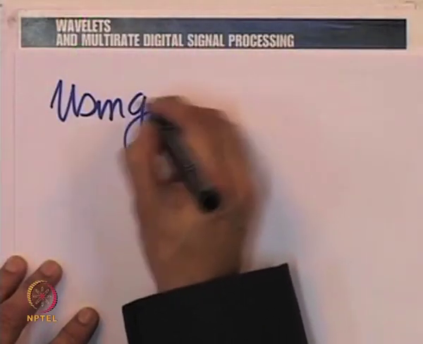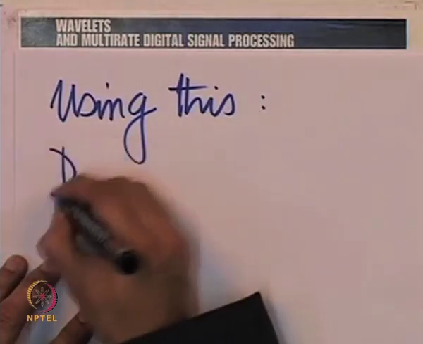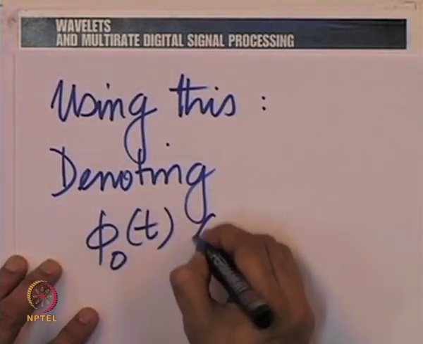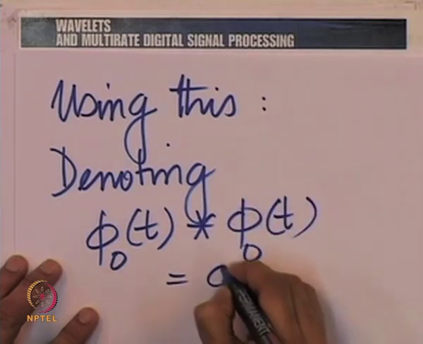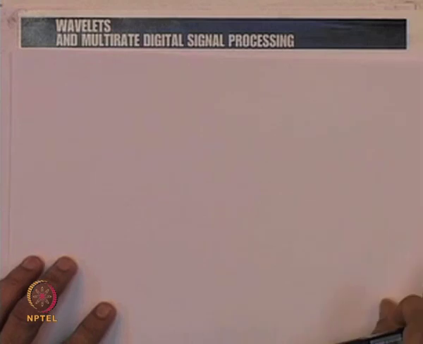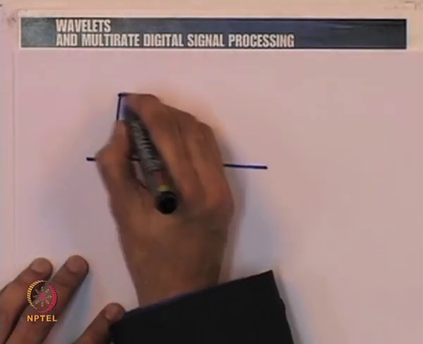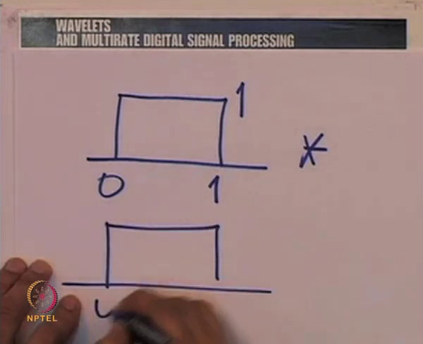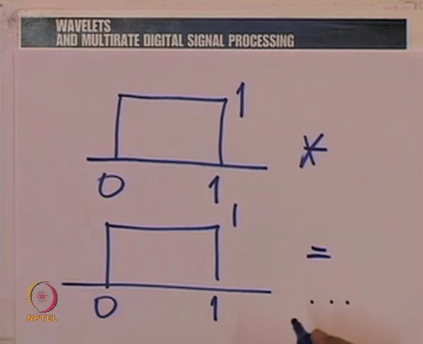And we can use this in the dilation equation that we had a few minutes ago. So, therefore, using this, and denoting phi 0 t convolved with phi 0 t as phi 1 t. And now I will explain why I am calling it phi 1 t. What is phi 0 t convolved with phi 0 t? This is phi 0 t. When you convolve it with itself, it gives you a function that looks like this.